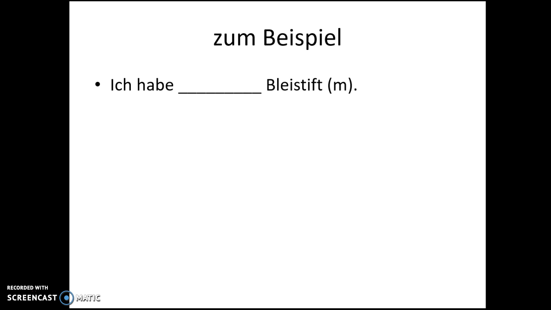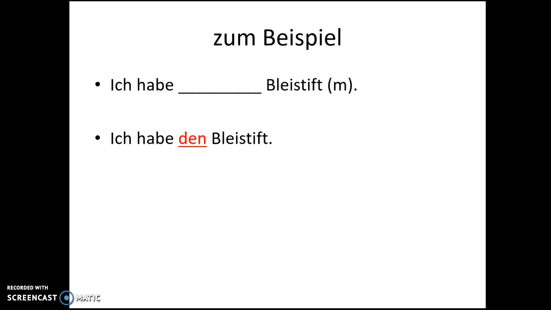Okay, so we have the sentence, ich habe, Bleistift. So, what form of the would I need for this sentence? If you said, ich habe den Bleistift, you're right. So remember, ich is the subject, I have. And what do I have? In this case, it's the pencil. And the pencil is der Bleistift normally, but because it's the Akkusativ, because it's the direct object, it becomes den.